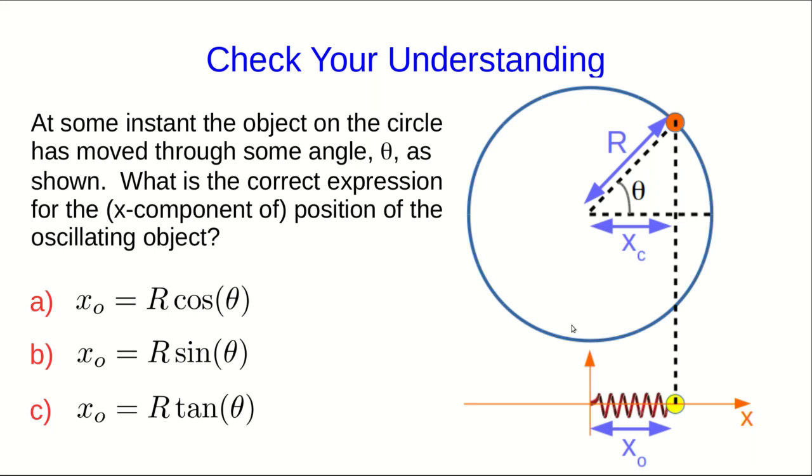Well, hopefully that gave you no trouble. It was just a fairly simple little piece of trigonometry. The key is that XO here is the same as XC, and we just have to look at this triangle. We see the hypotenuse is R. XC, which is the same as XO, is the side that's adjacent to this angle, and so the answer is that XO must be R cos theta.